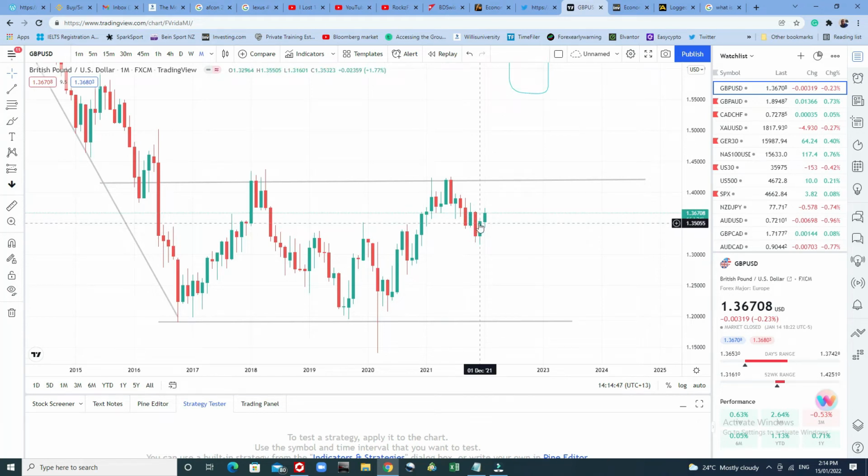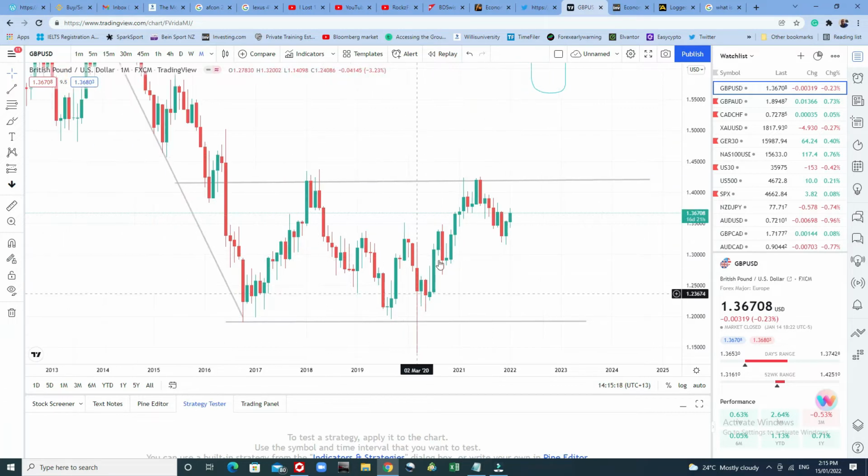Now on a monthly time frame, all the candlesticks are one interval of a month. One candlestick represents 1 month. This is 1 month, 1 month, 1 month. So through a 1 month time frame, we can analyze and see what happened in the past. And around 2016, 2017, the market started to consolidate.